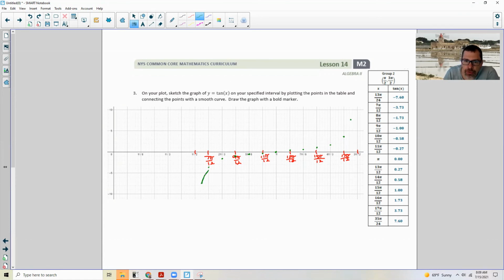So then when I go to graph that, it would come up like so and go up like so. And this would continue down. So there we are from pi over 2 to 3 pi over 2. So there is the graph of the tangent function between pi over 2 and 3 pi over 2.